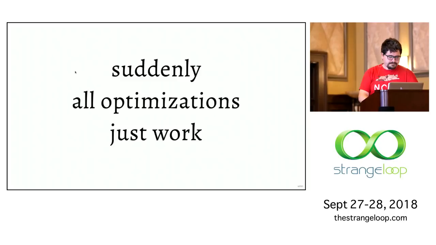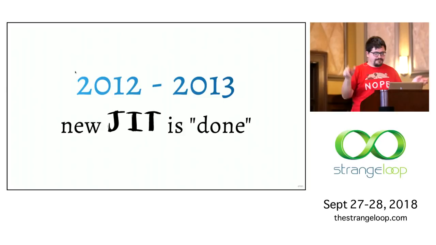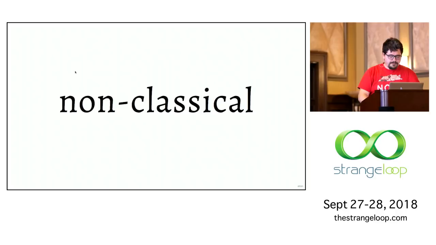What I told you now in these 47 slides was basically the work we have done in 2012-2013. And the JIT at that point was kind of done. It was doing a good job. We did a few non-classical optimizations, because previously what I showed you was essentially classical optimization, bending your worldview in a way which allows you to use classical optimizations for slightly non-classical things.